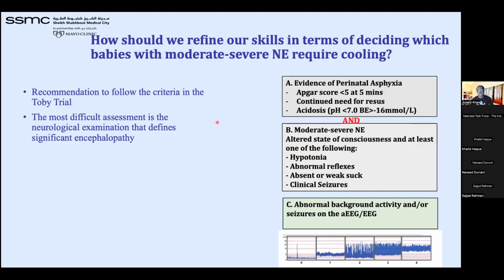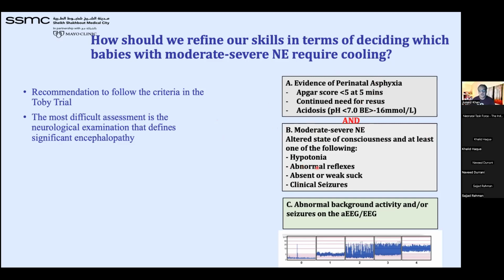Now, how should we define our skill in terms of deciding which babies have moderate or severe encephalopathy requiring cooling? That's why they think that in our setup in Pakistan, we don't have the training and the skills. It's not very easy to do the neurological exam, but of course, we have to train it. The other problem is that we cannot... okay, this is the criteria from the TOBY trial.